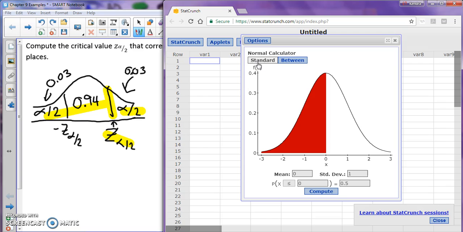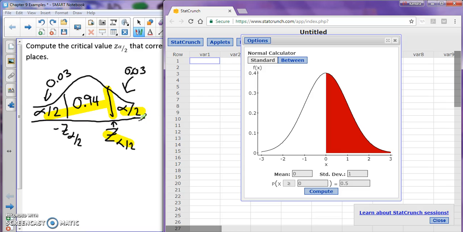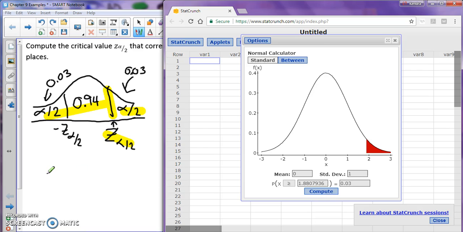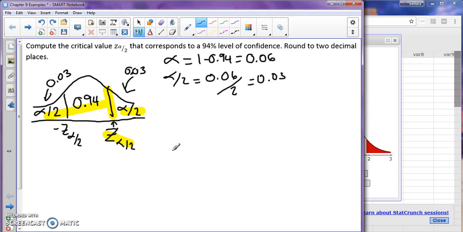So we're going to start with standard, and what I can do is we want to do greater than or equal to, so we're looking for the upper value of the shaded region to the right with still our mean and standard deviation of 0 and 1 respectively, since we're working with the standard normal curve. And our area here is 0.03, and then we're going to hit compute. So z sub alpha over 2 is approximately 1.88.